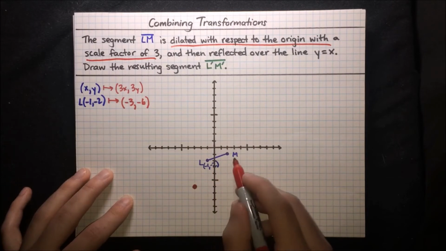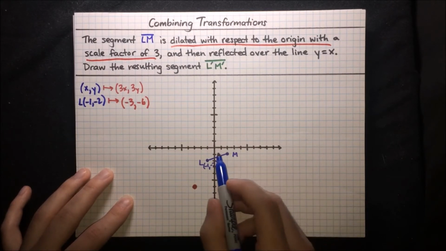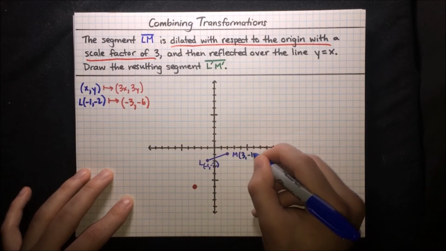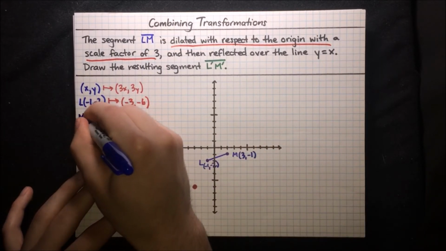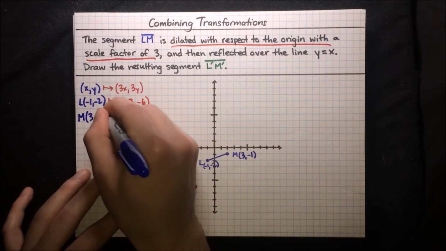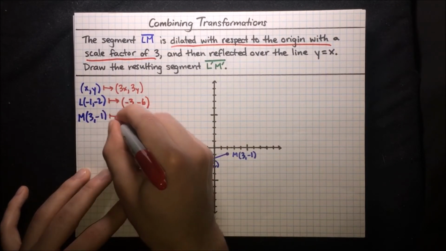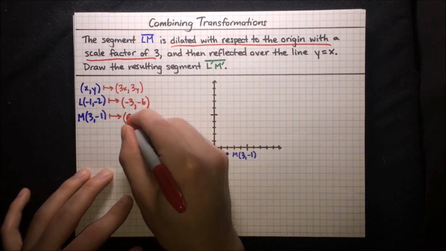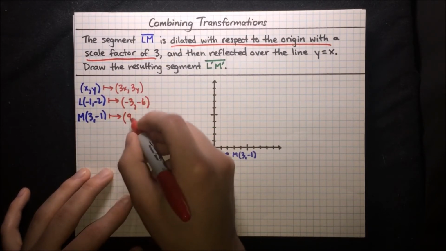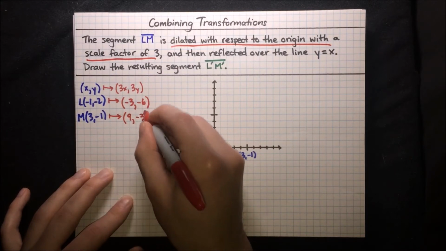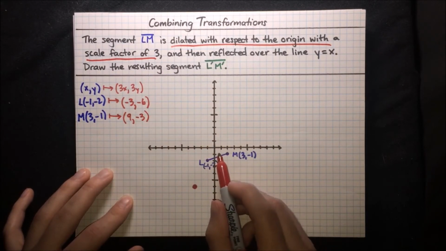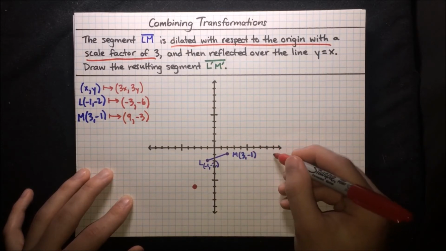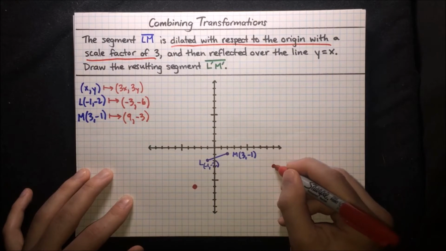And let's do the same thing for M. So M currently is the point 1, 2, 3, and then down 1, so 3, negative 1. We stick that into this rule. The point M, 3, negative 1 gets mapped to the point with 3 times the x coordinate. 3 times 3 is 9, and then 3 times the y coordinate. 3 times negative 1 is negative 3. So let's plot that. 9, negative 3. So there's 5, 6, 7, 8, 9, and then down 3. 1, 2, 3. So there's our new point.